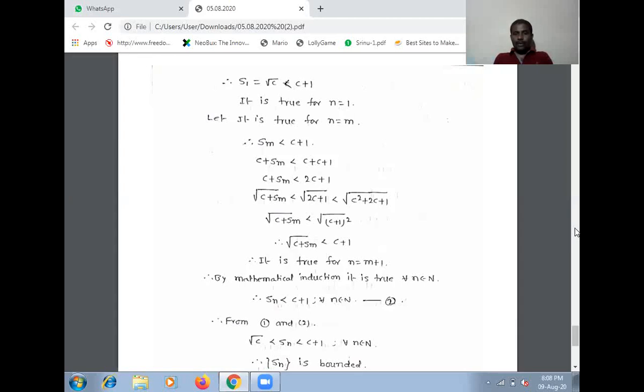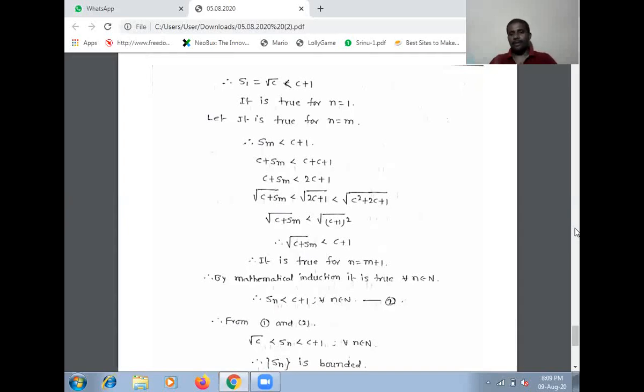But here root of 2C plus 1 is always less than root of C square plus 2C plus 1, because C square plus 2C plus 1 is C plus 1 whole square. On the right side, the square and root cancel. Root of C plus Sm less than C plus 1. It is true for m plus 1, because the first term is also less than C plus 1 and the nth term is also less than C plus 1. So it is true for n equal to m plus 1.